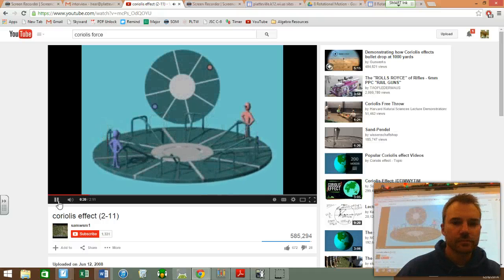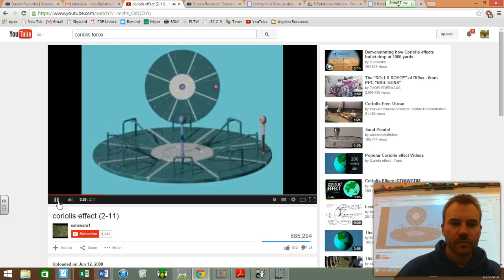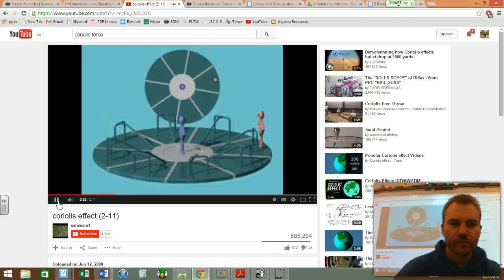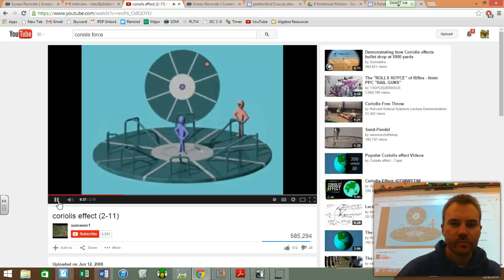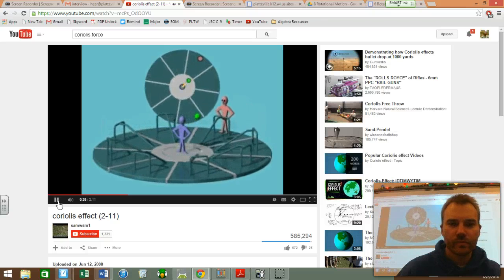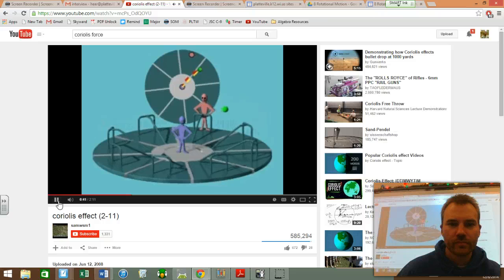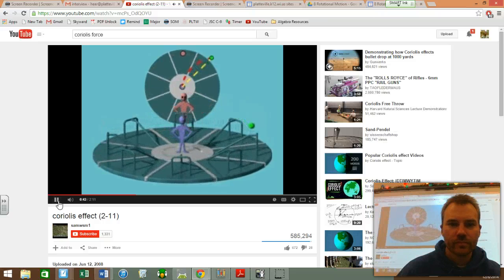Without rotation, the ball appears to follow a straight path from thrower to catcher. Imagine the ball is tossed from the center to someone at the edge. With rotation, the ball still travels in a straight line in space, but because the catcher is moving, the ball misses. From the vantage point of the catcher, the ball appears to curve away. The direction of apparent motion is to the right when following the path of the ball.